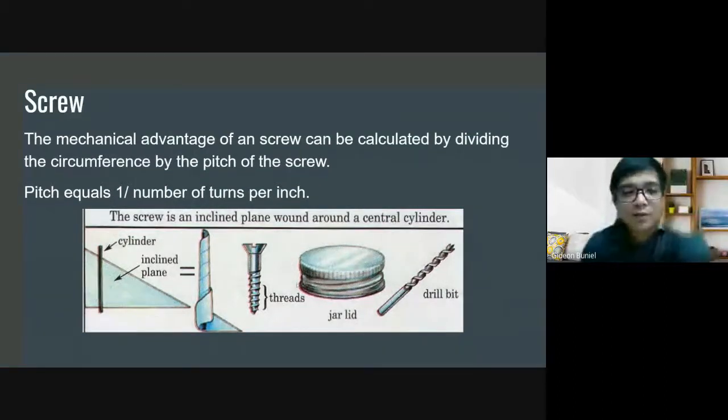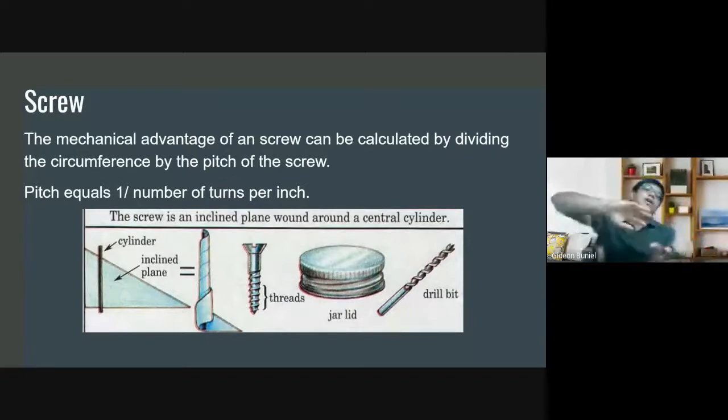For the screws, we have the threads here. One thing you can consider is that it helps you much better if the threads are near each other. So you don't need to exert force in turning the screw because the number of threads is calculated properly.